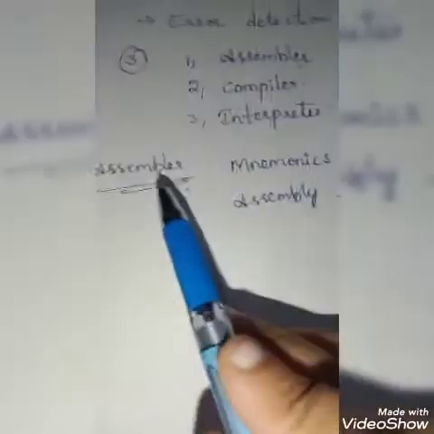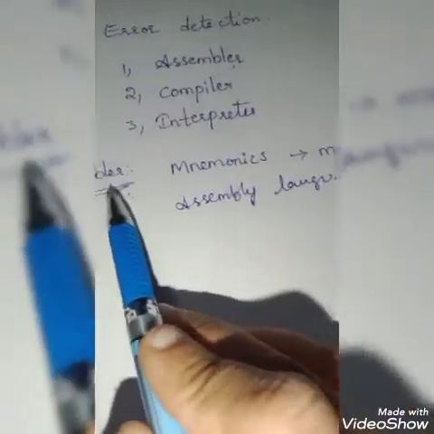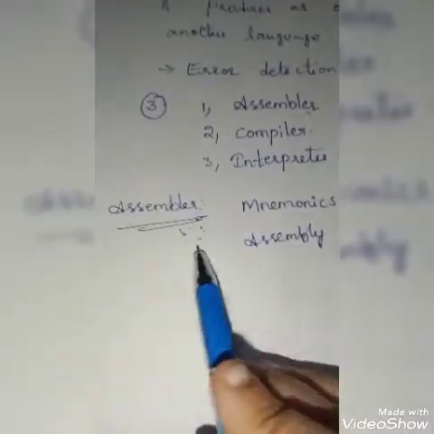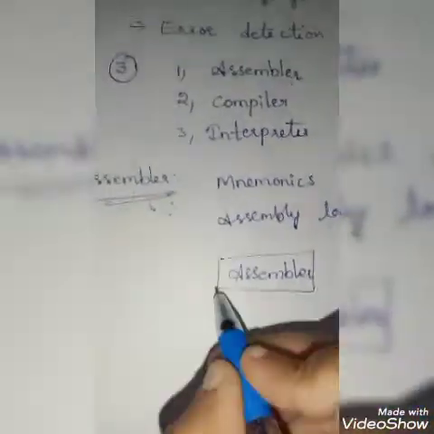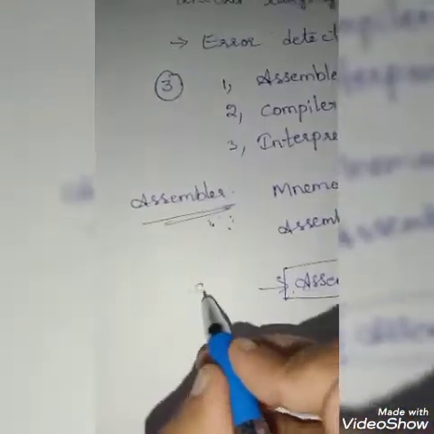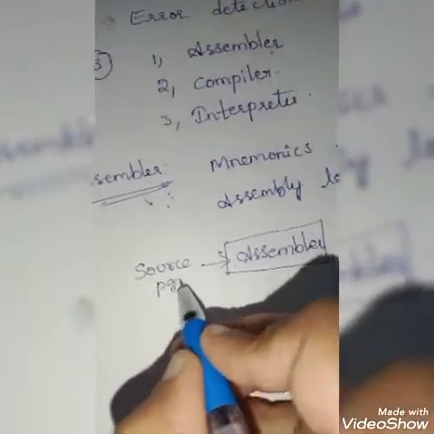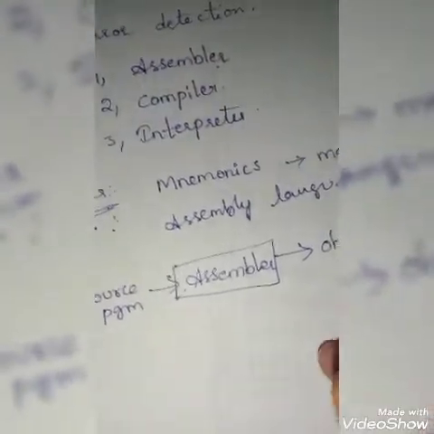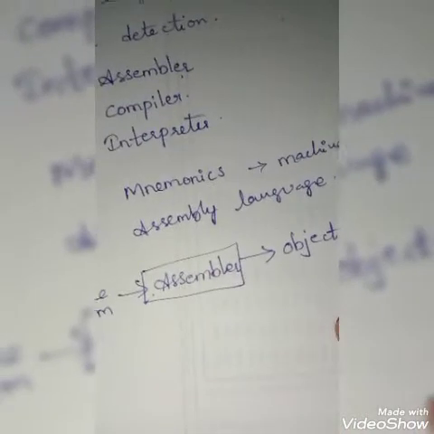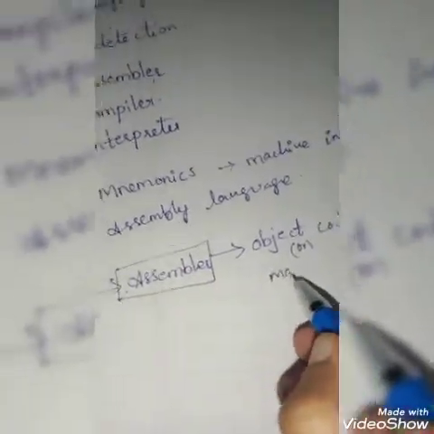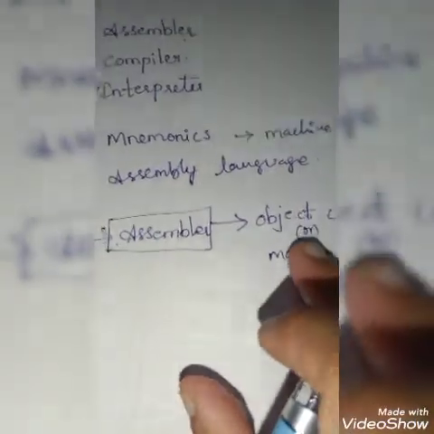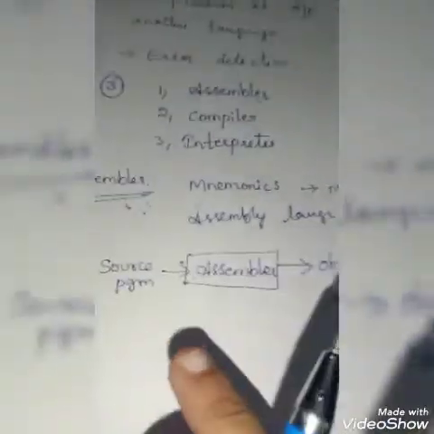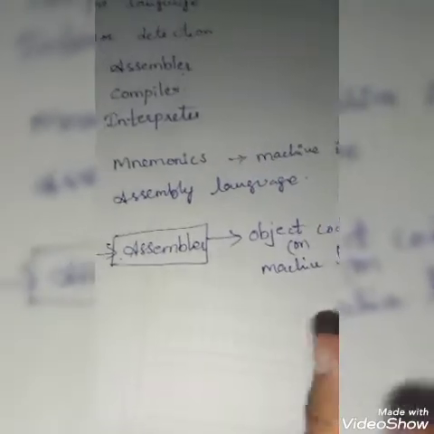The input to this assembler is your source program, and the output is machine level language, the object code, which is also called machine language or machine code. So what is an assembler? An assembler takes the source program as input and gives the object code as output.